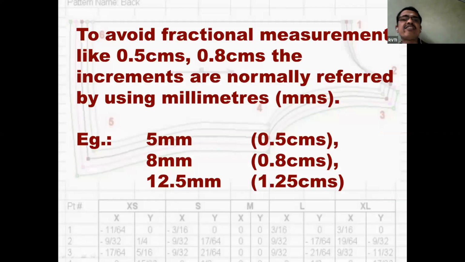To avoid fractional measurements like 0.5 centimeter, 0.8 centimeter, which are very difficult to mark, the increments are normally given in millimeters. So 0.5 centimeter is mentioned as 5 mm, 0.8 centimeter as 8 mm, and 1.25 centimeter is 12.5 mm. So in pattern grading we normally use millimeter only.